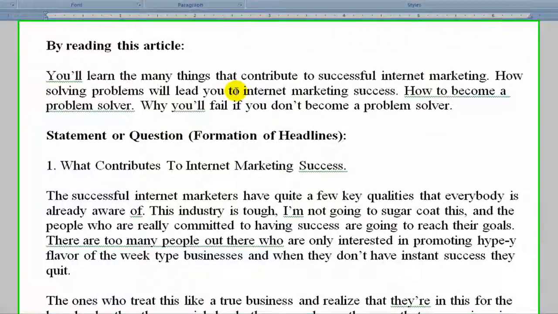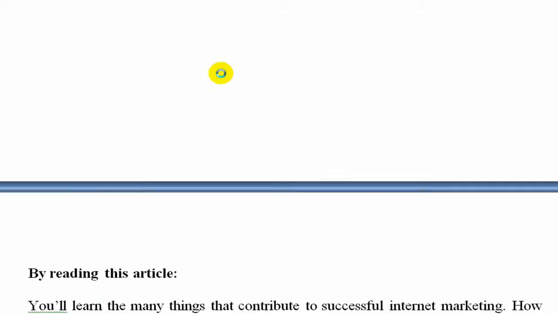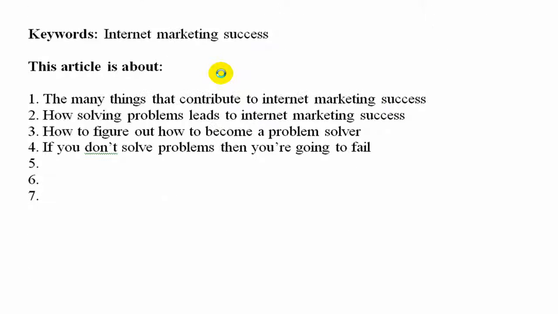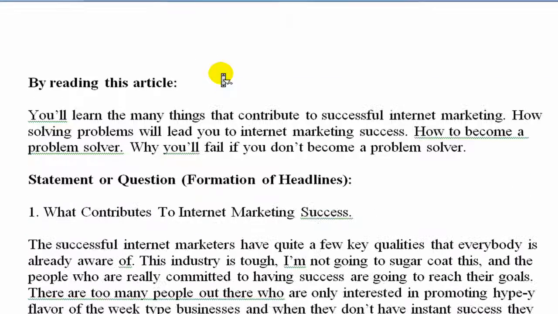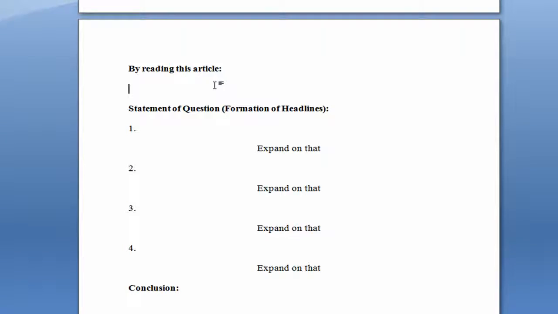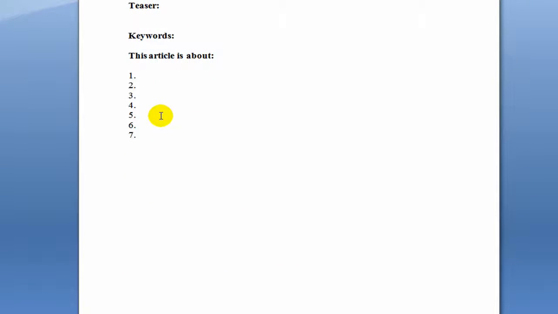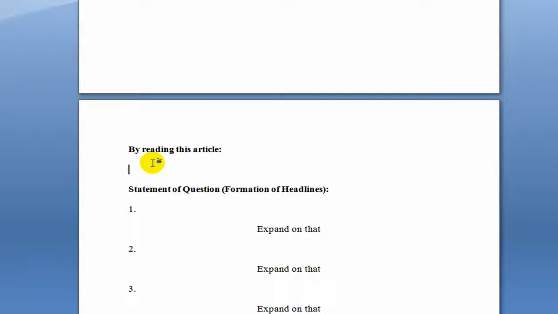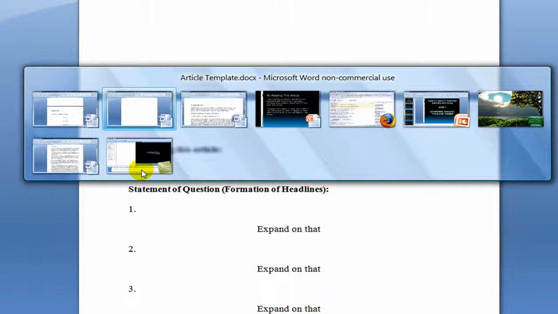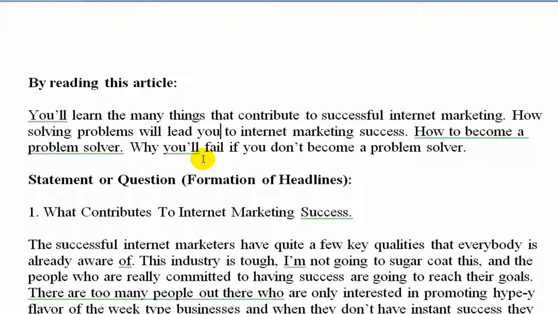Okay, so you want to take everything that you wrote in the previous part right here, this article is about, and you want to turn each one of those into what you'll learn. So again, what it looks like on the template here. This article is about, so you have your 4 to 7 right there, and then you'll write right here by reading this article, and I'll show you what it looks like on mine. You'll learn the many things that contribute to successful internet marketing. So you're just rewording it.